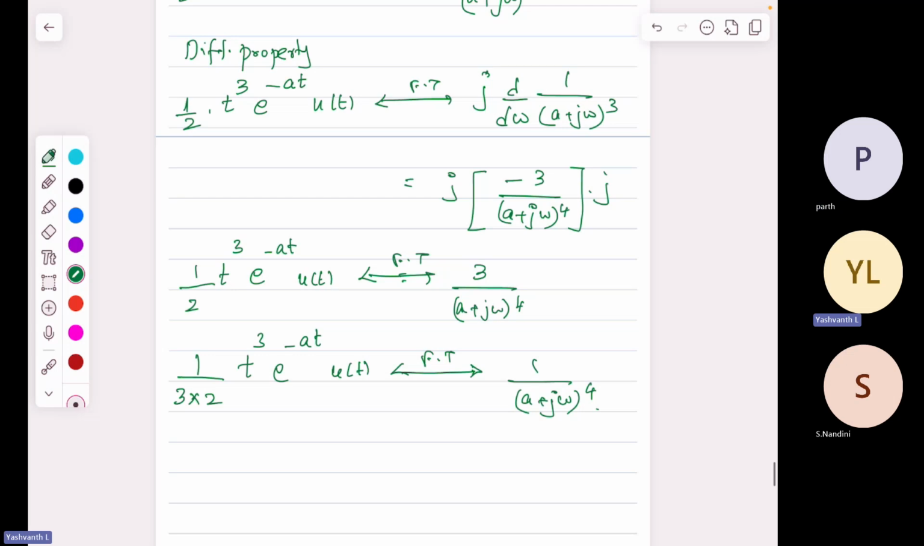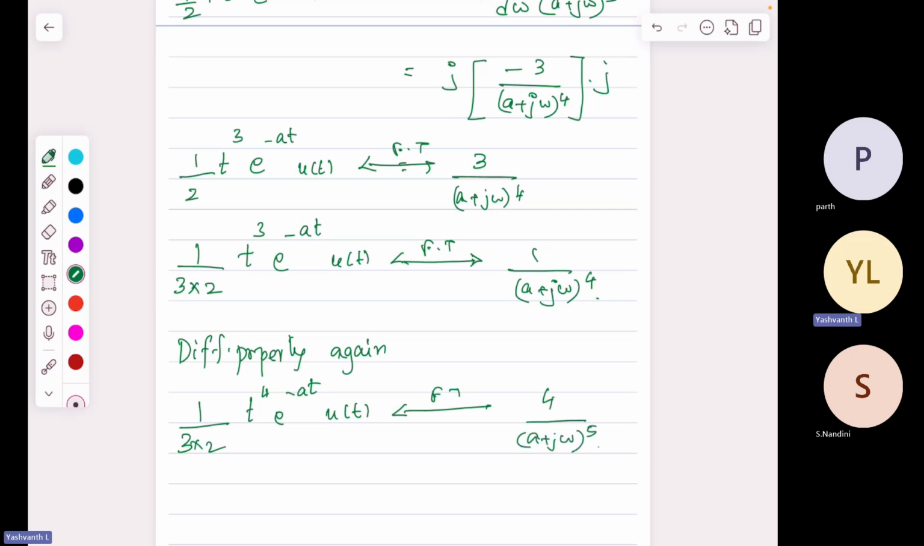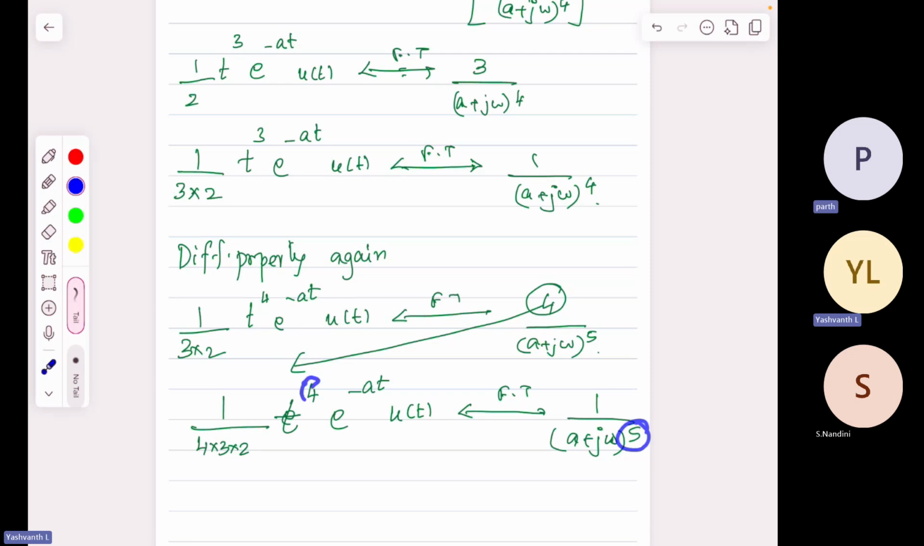Yes, sir. Yeah. Now we'll do one more time. Differentiation property. Again, then what will you get? T power 4 into e power minus at u of t into 1 by 3 into 2 will have the Fourier transform 4 by a plus j omega power 5. Bring this 4 down again. Then what will happen? 1 by 4 into 3 into 2 into t power 4 into e power minus at u of t will have the Fourier transform 1 by a plus j omega power 5. You see here, if it is 5 here, then it is 4, and here it is 4 into 3 into 2. Therefore, it is always one less than whatever exponent comes in the Fourier transform.